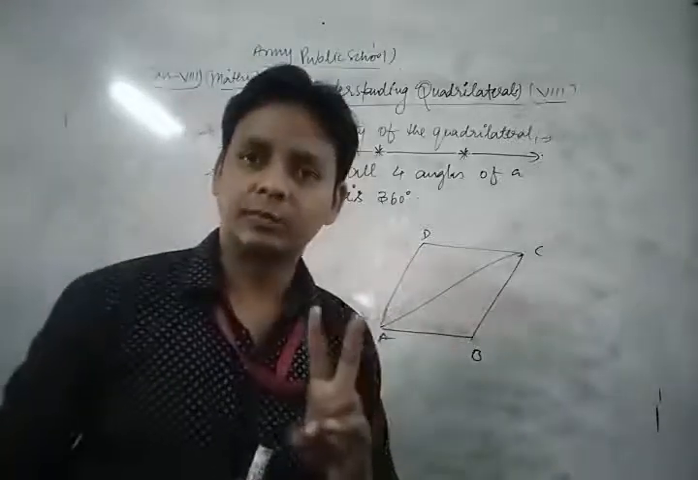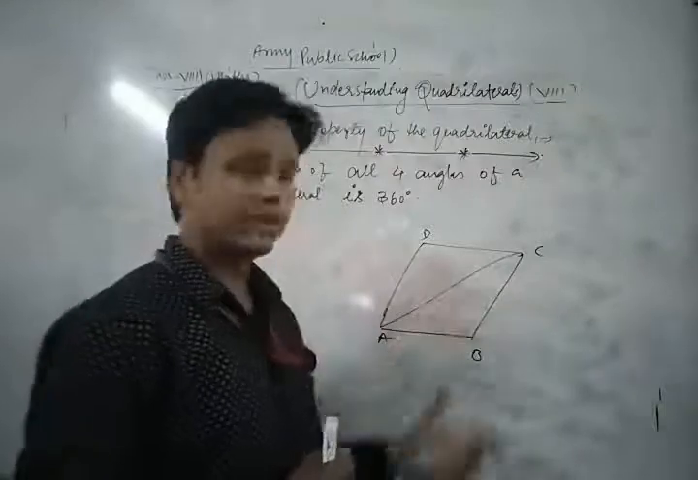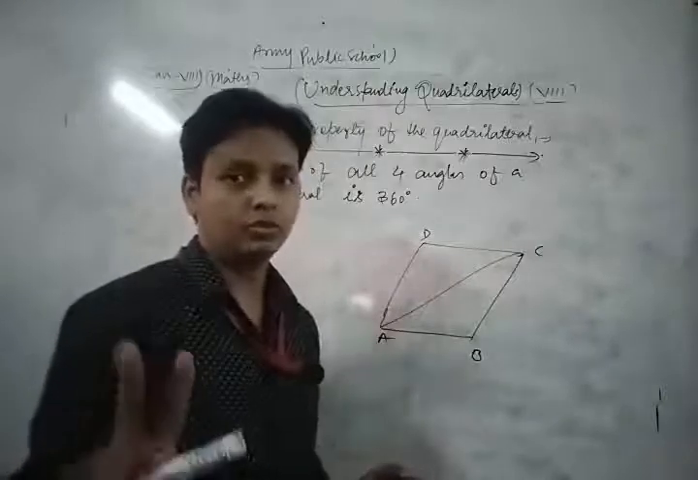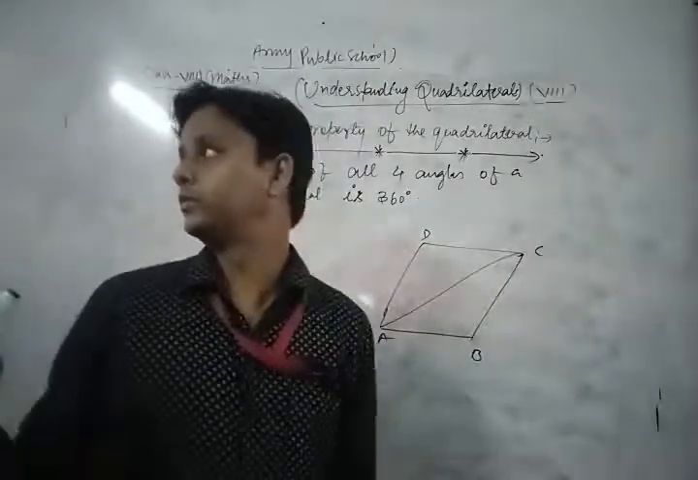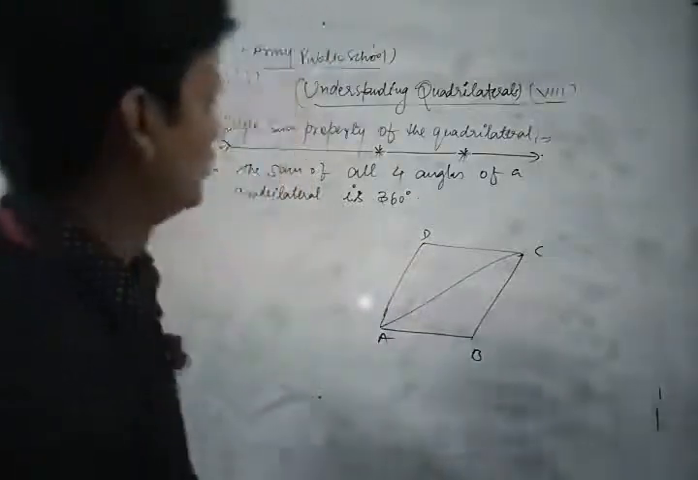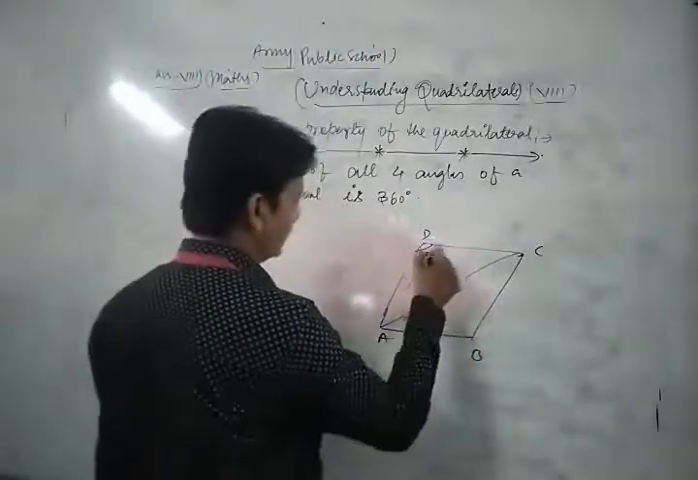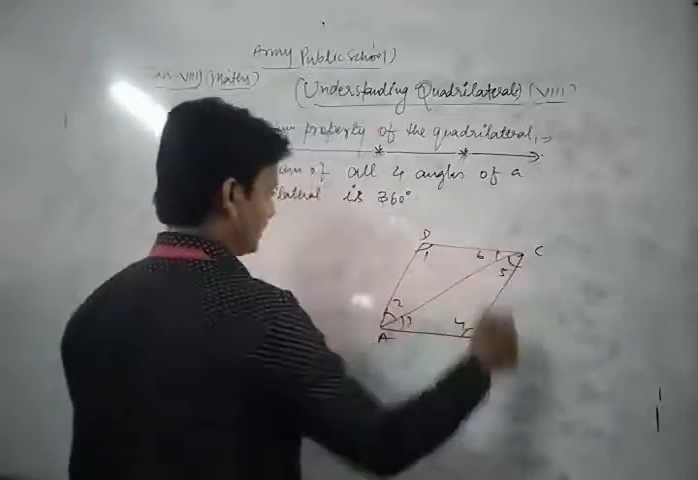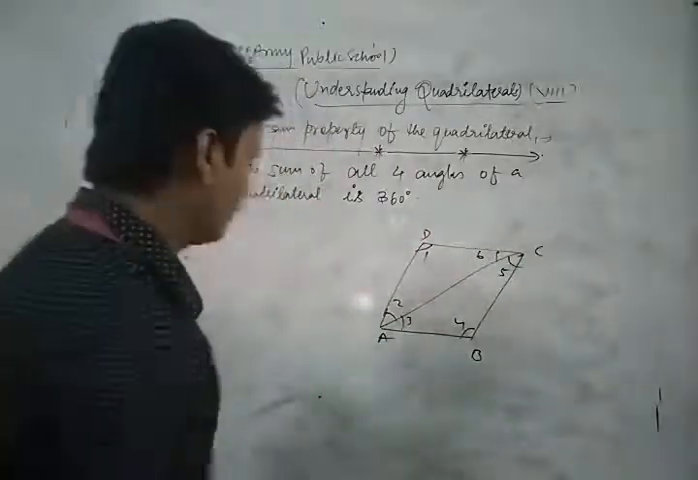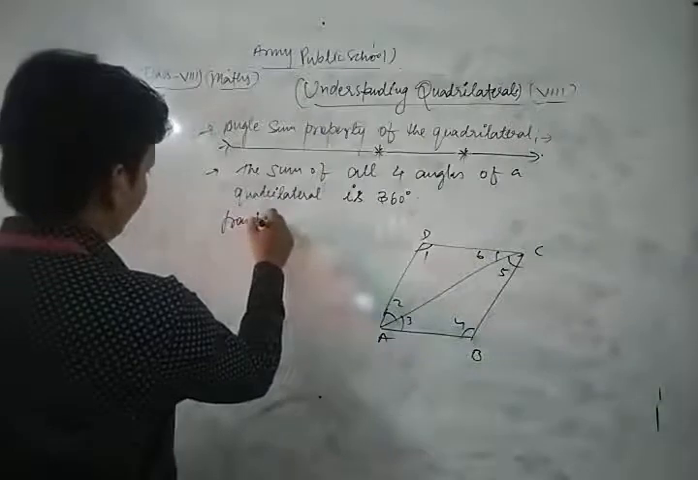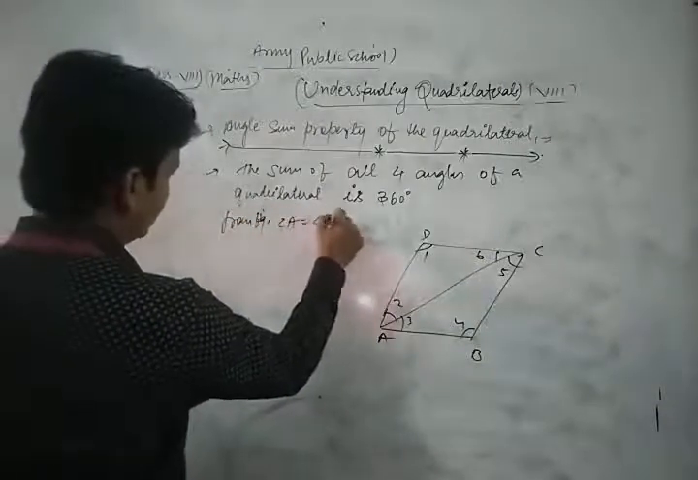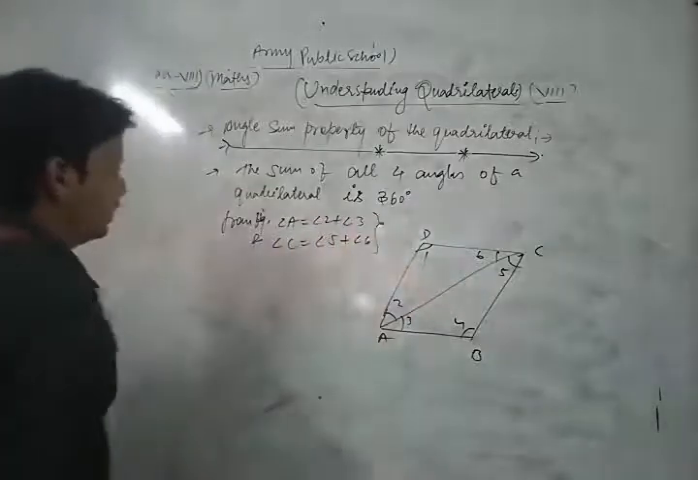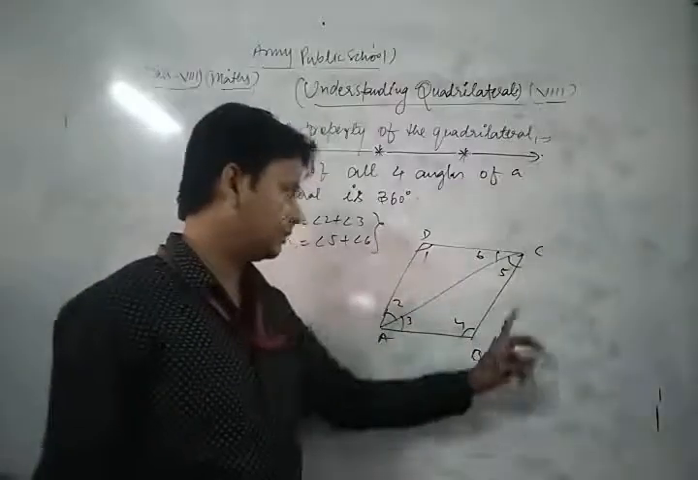So any quadrilateral has two diagonals, because if we join AC, then one diagonal is AC and the other is BD. So in this way there are two diagonals of any quadrilateral. Now we take angle 1, angle 2, angle 3, angle 4, angle 5, angle 6. From the figure, angle A is equal to angle 2 plus angle 3 and angle C is equal to angle 5 plus angle 6.